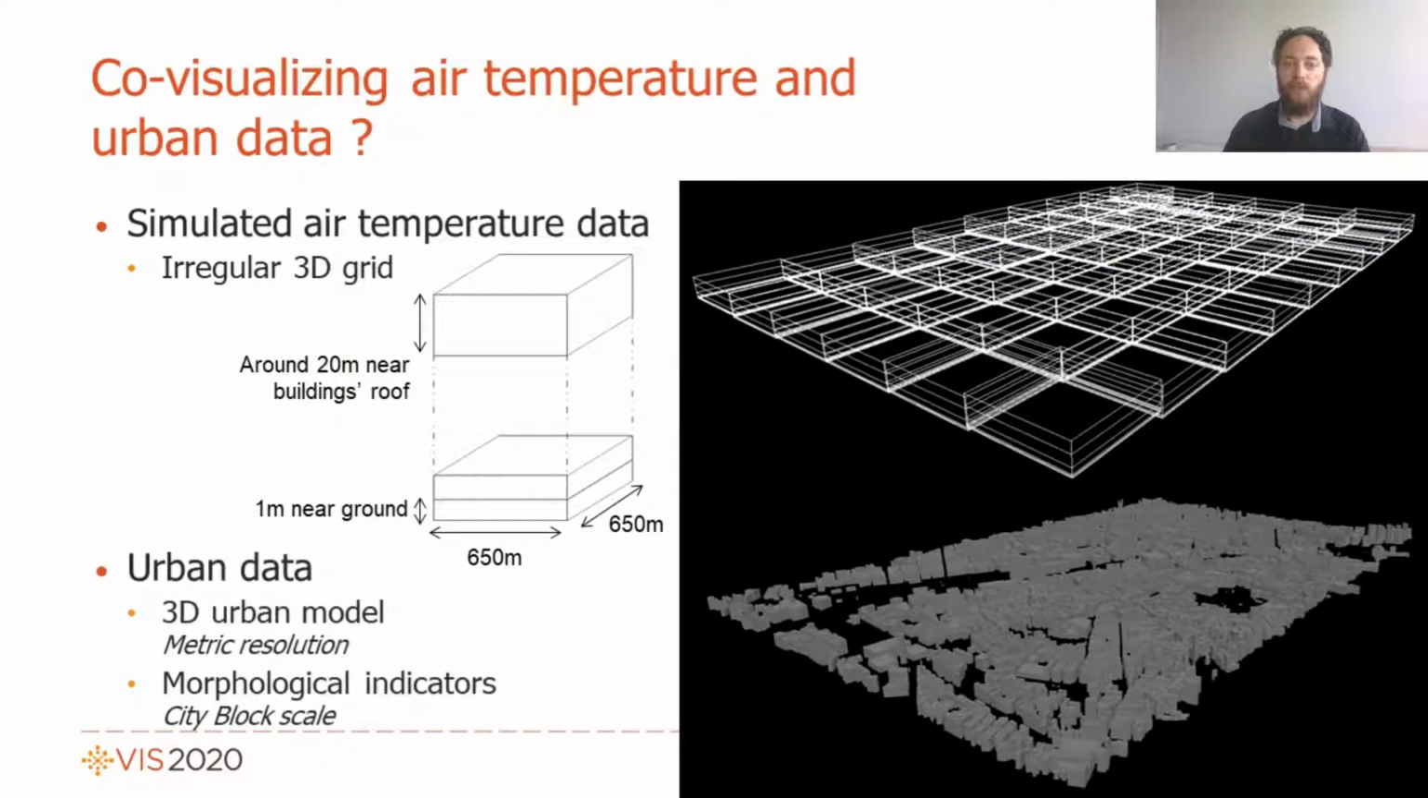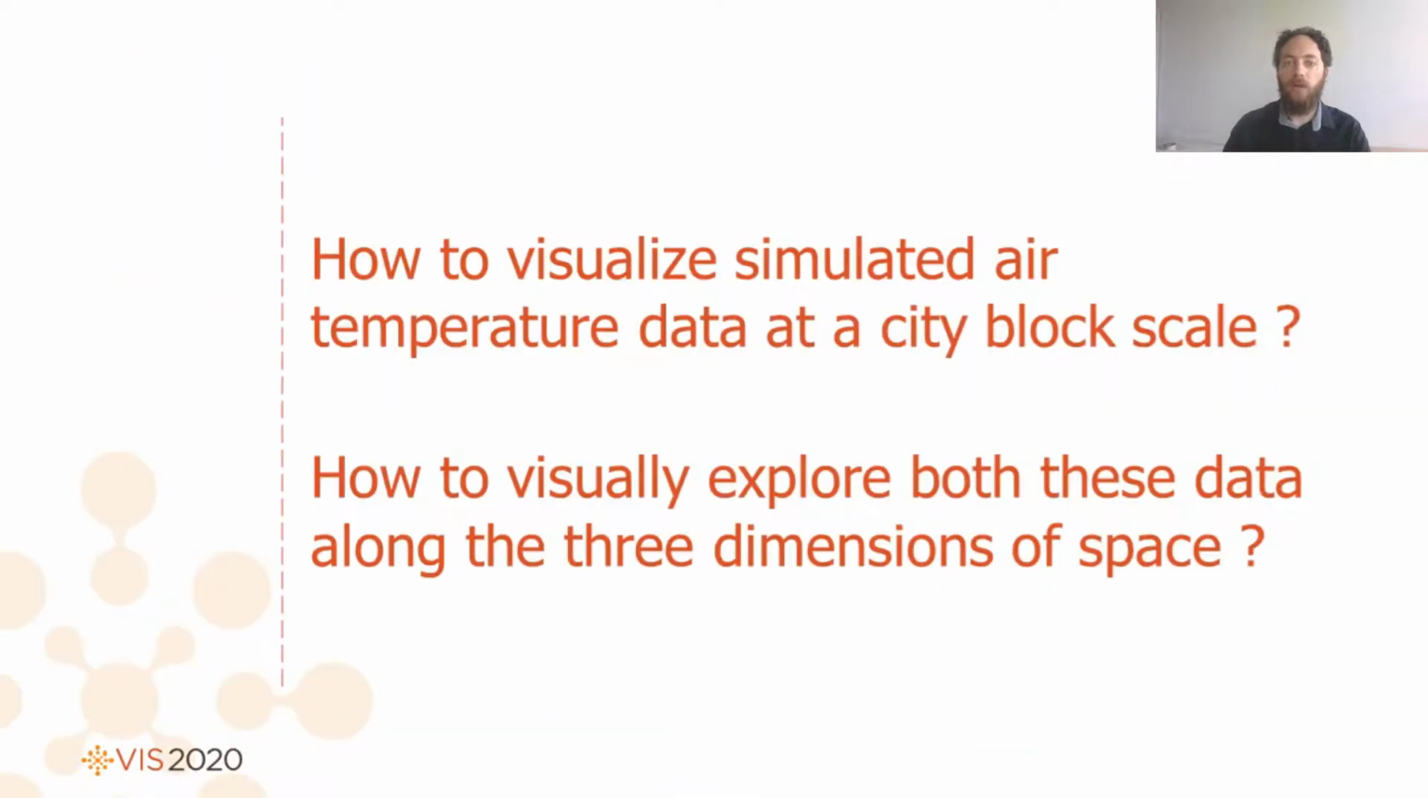We also dispose of urban data composed of a 3D urban model with a metric resolution, allowing to explore the city at a fine resolution and identify morphological structures, and of morphological indicators with a resolution at city block scale. We focus our work on these two issues: how to visualize simulated air temperature data at a city block scale, and how to visually explore both these data along the 3 dimensions of space.